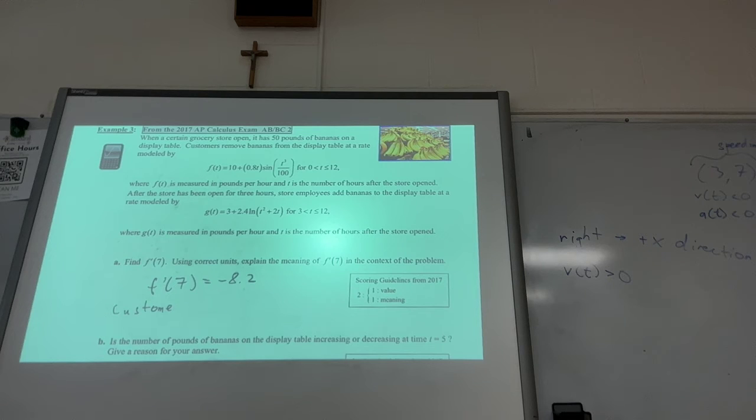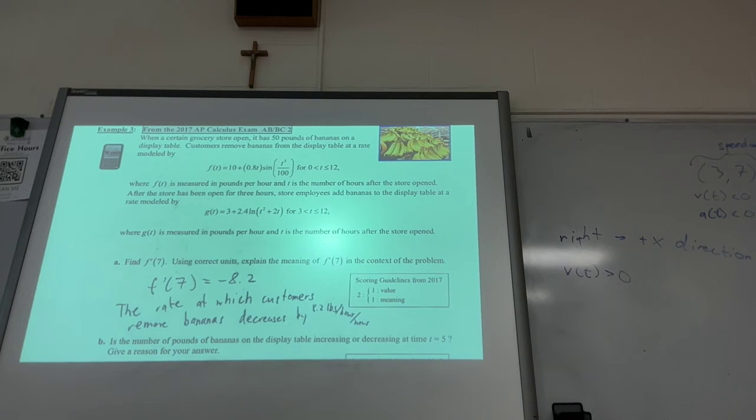So the rate at which customers remove bananas, kind of a weird example, it's also a weird function. Anyway, it decreases by 8.2 pounds per hour.